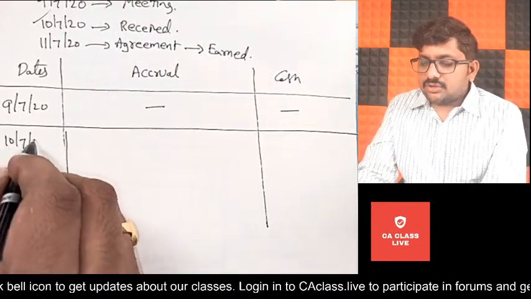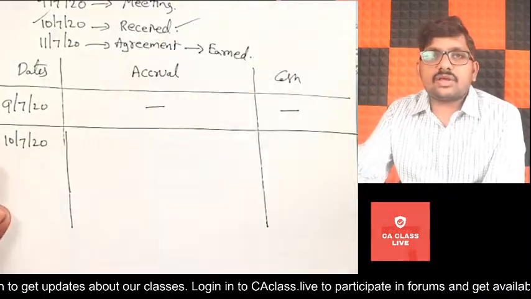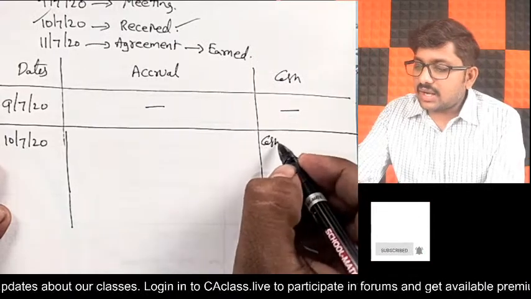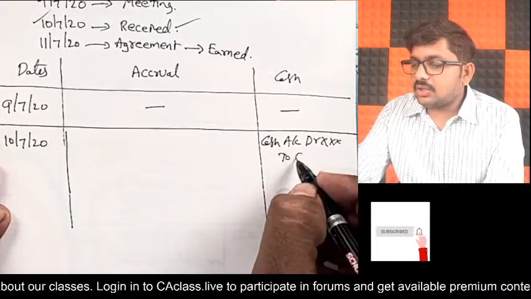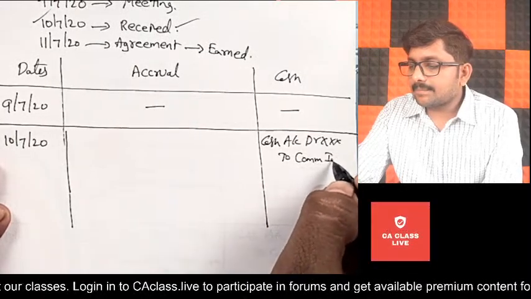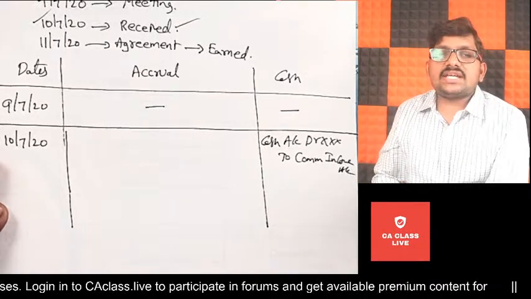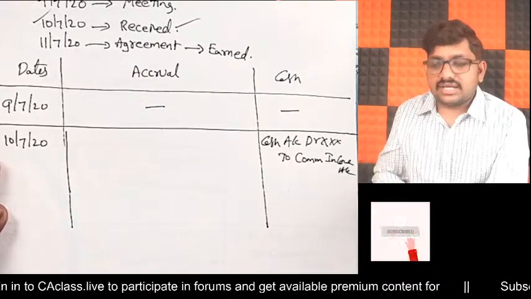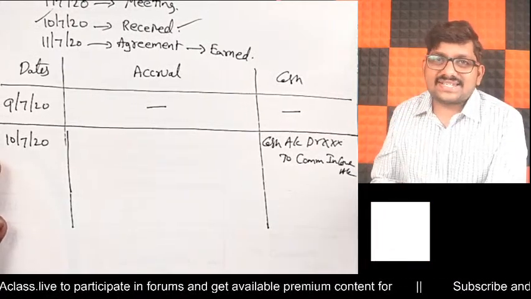On 10th of July 2020, are you receiving? Yes, sir. You have received the money on 10th of July itself. What is your cash system telling you? Recognize your income as soon as it is received. Cash account debit to commission income account. So you are recognizing your income as soon as it is received. But as per accrual system, you cannot recognize income, friends.